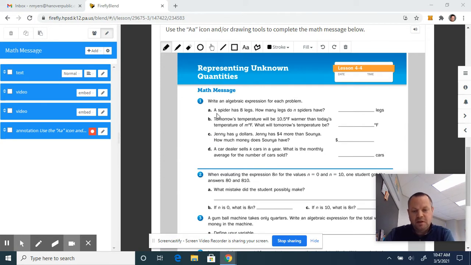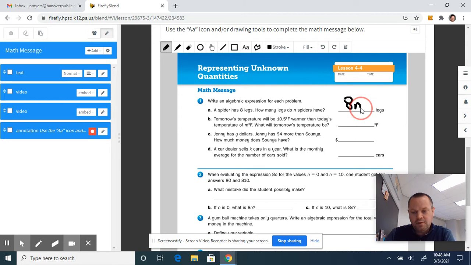So letter A: a spider has 8 legs. How many legs do n spiders have? So we should know that yes, a spider does have 8 legs. If you have 2 spiders, that'd be 16 legs. If you have 4 spiders, that'd be 4 times 8, 32 legs. So all I have to do is take 8 times my variable. Whatever number I put in for my variable will give me the total number of legs. So here I'm going to just write 8n.